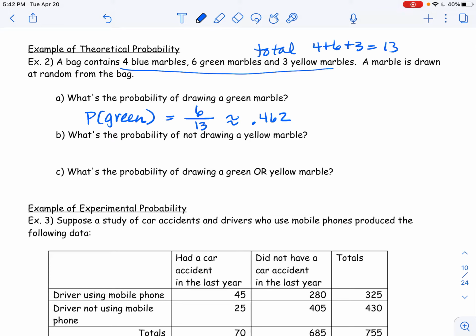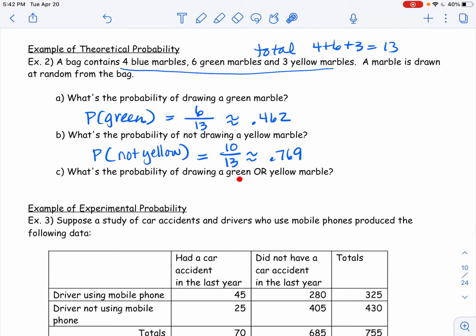What's the probability of not drawing a yellow marble? Probability of not yellow. Well, let's see. If I have a total of 13 and I have 3 yellows, then 10 are not yellow. So 10 out of 13, which is approximately 0.769.